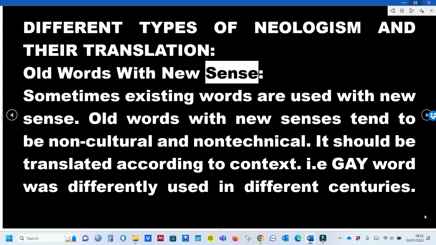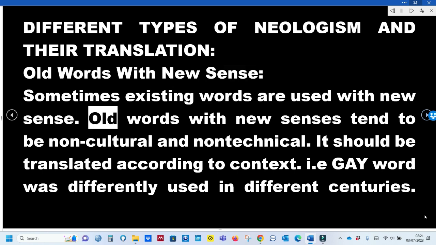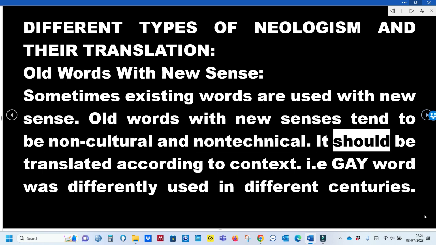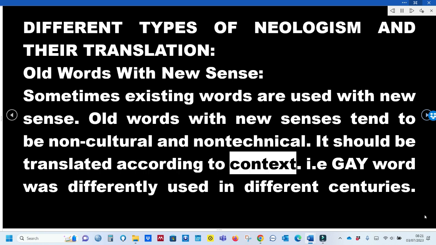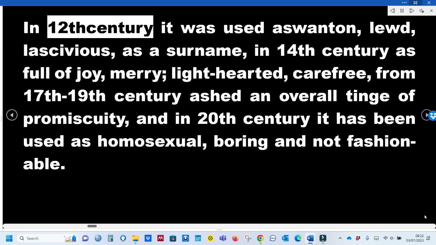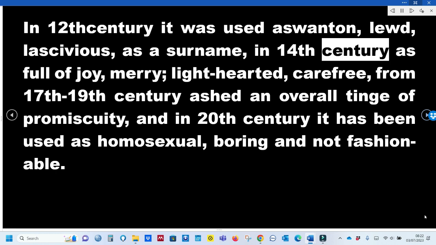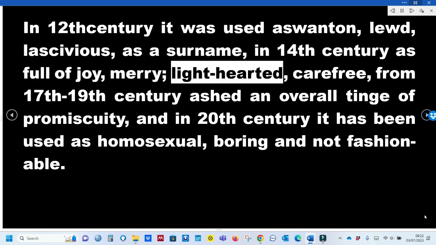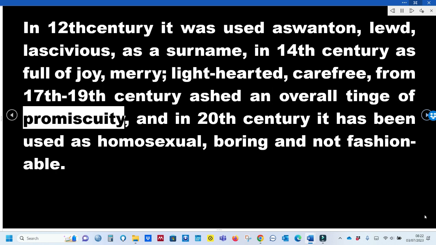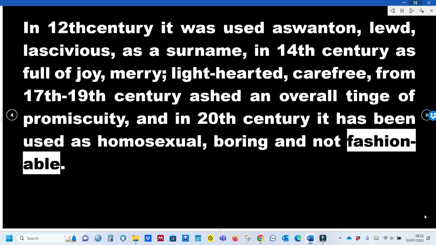Old words with new sense. Sometimes existing words are used with new sense. Old words with new senses tend to be non-cultural and non-technical. They should be translated according to context. For example, a word was differently used in different centuries. In the 12th century it was used as wanton, lewd, lascivious, as a surname; in the 14th century as full of joy, merry, light-hearted, carefree; from the 17th to 19th century it had an overall tinge of promiscuity; and in the 20th century it has been used as homosexual, boring, and not fashionable.